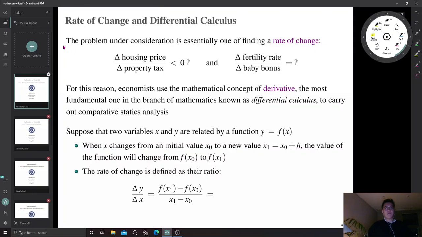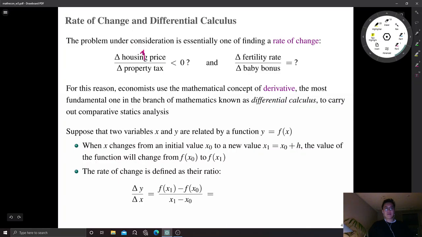But when it comes to comparative static analysis, the main problem under consideration is essentially one of finding the rate of change. So for qualitative questions, the question boils down to whether the rate of change takes a positive value or a negative value. So as in the previous example, if the government imposes a higher property tax rate for property owners, whether the housing price goes up or down.